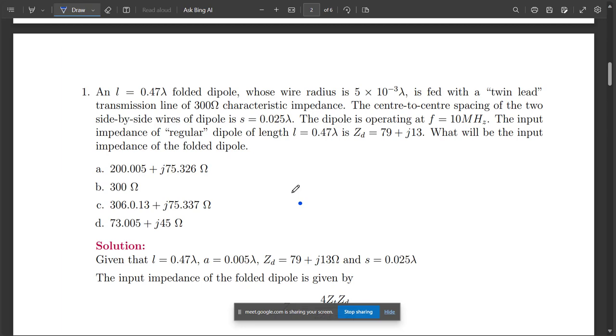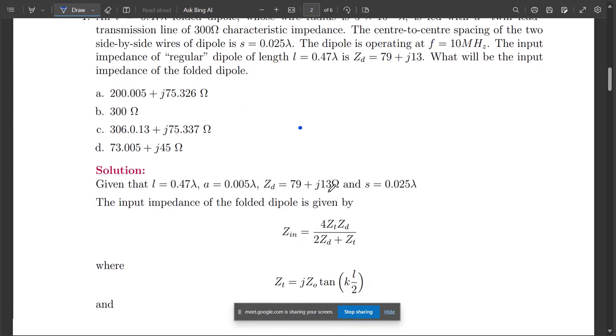So the question says that a folded dipole is given to you. The regular dipole has a length of L equal to 0.47 lambda, and it has an impedance of 79 plus j30. Now this wire has a radius of 5 into 10 to the power minus 3 lambda, and it is fed by a twin lead transmission line of 300 ohm characteristic impedance. So all the things are given to you here.